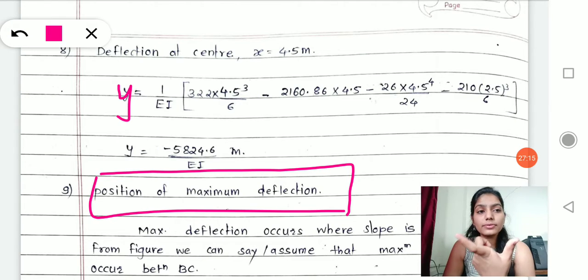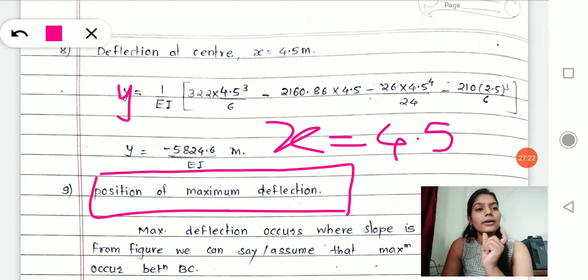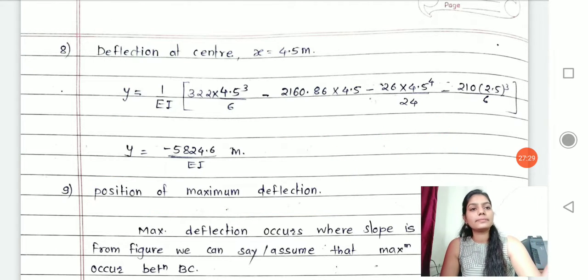So take the equation of deflection and put x equals 4.5 meters, and you should use that equation up to what? See here.